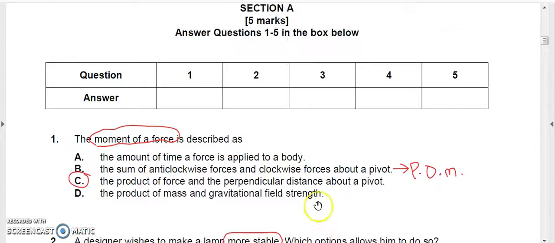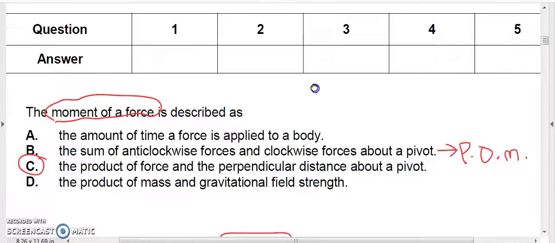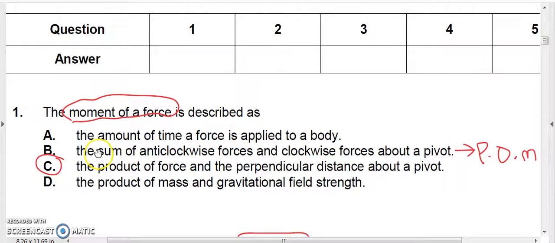Okay, first question, the MCQ question, moment of a force. I think most of you probably would choose either B or C. Okay, correct answer is C because moment is the product of force times perpendicular distance, right? I believe the most common answer is B, but B is not the moment of a force. Take note, B is the principle of moments: the sum of clockwise moments equals the sum of anti-clockwise moments about the pivot, right?